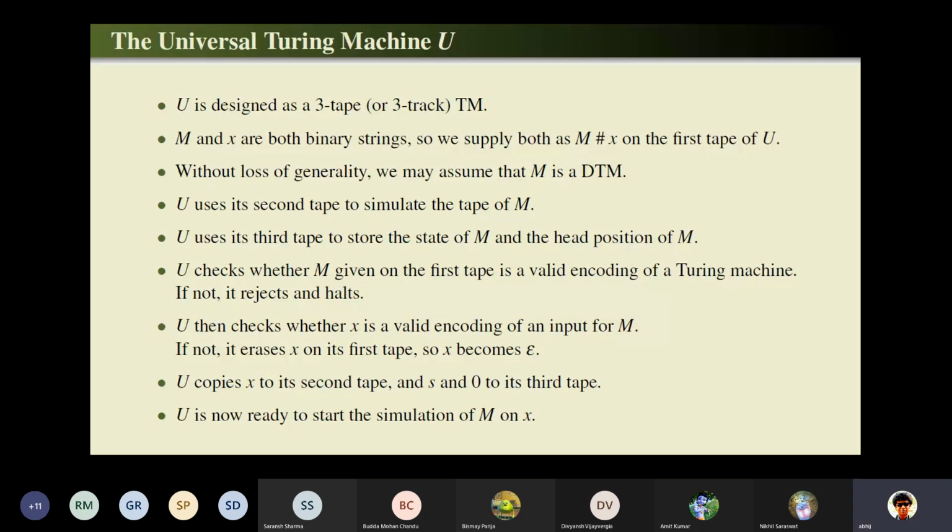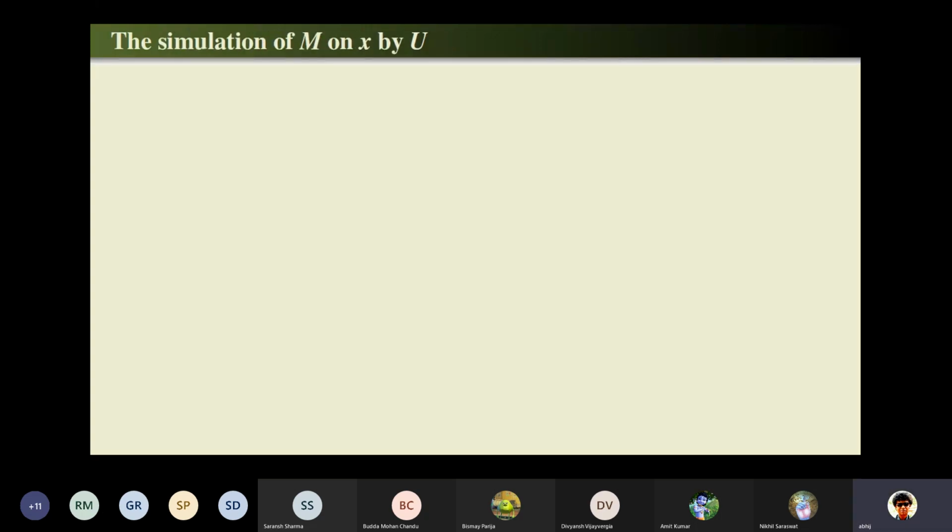Then let us see how each step of M on X can be simulated by U. Just one step I will tell, and that thing is repeated multiple times until M reaches a conclusion. And if M does not reach a conclusion, it continues looping. The simulation will also continue to loop.